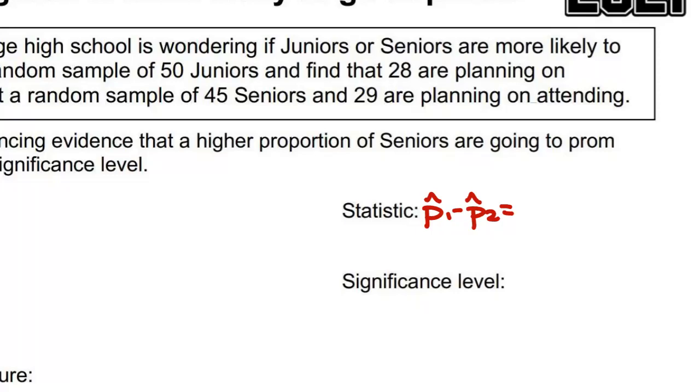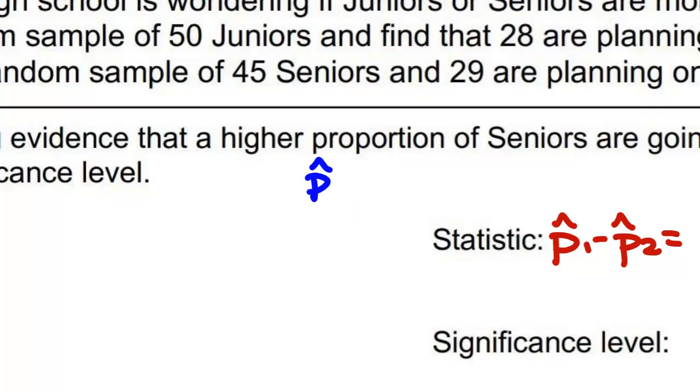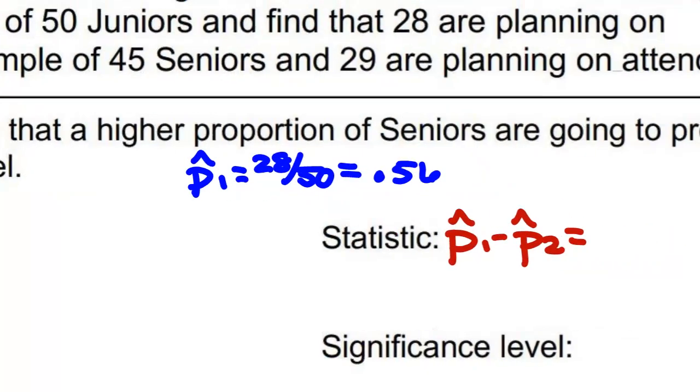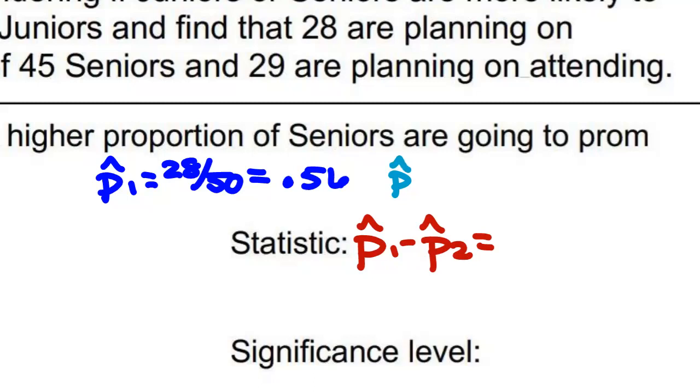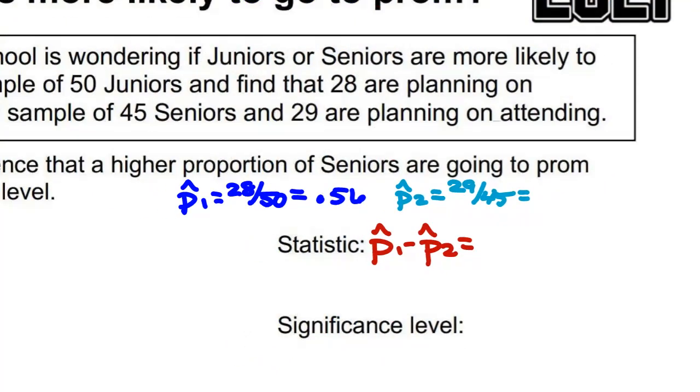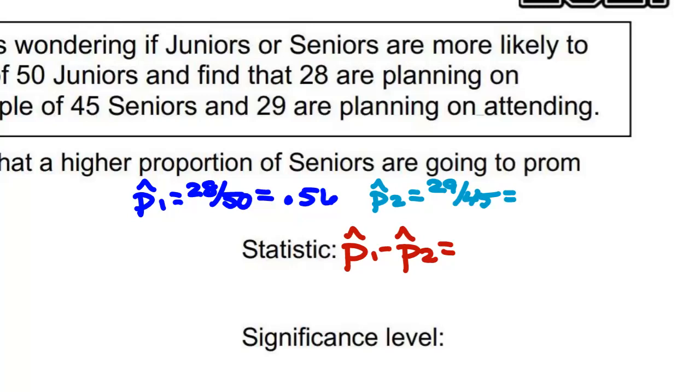So what is p hat 1? How would I calculate p hat 1? Oh, sorry, that zoomed way in. Good grief. So 28 out of 50. What is that as a decimal? 0.56. And then we'll do p hat 2. 29 out of 45. And that comes out to be about what as a decimal? You said point what? 0.58.